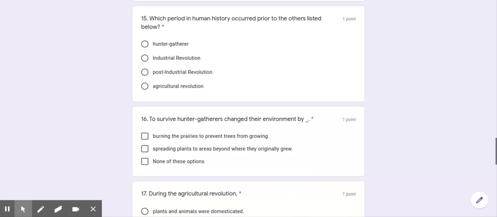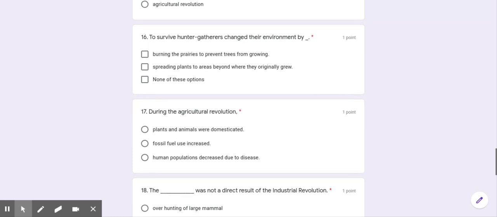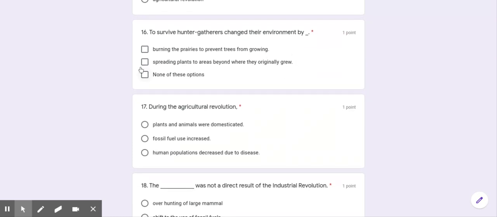Number 15, which period in human history occurred prior to the others listed below? Hunter-gatherer, industrial revolution, post-industrial revolution, agricultural revolution? Number 16, to survive, hunter-gatherers changed their environment by. And this is one, guys, that you can choose more than one right answer. Okay? Burning the prairies to prevent trees from growing. Spreading plants to areas beyond where they originally grew. Or none of these options.